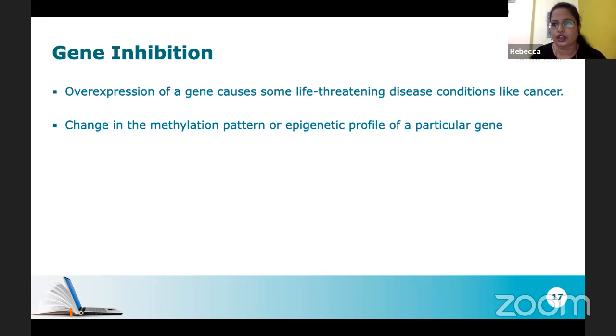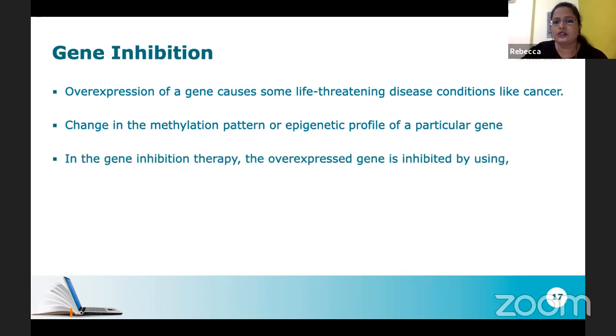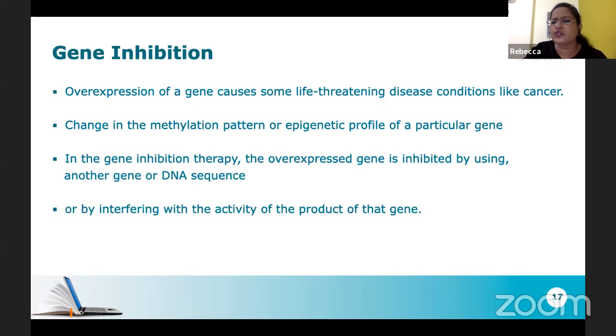As I told you earlier, any change in the DNA structure will alter the protein produced, and hence gene inhibition occurs. So the next is the overexpressed gene, where we are going to introduce a gene using a vector and inhibit this overexpressed gene. So we are going to stop the overexpressed gene, and this is a very important method, and people follow this method for certain diseases. So this is by interfering with the activity of the gene.